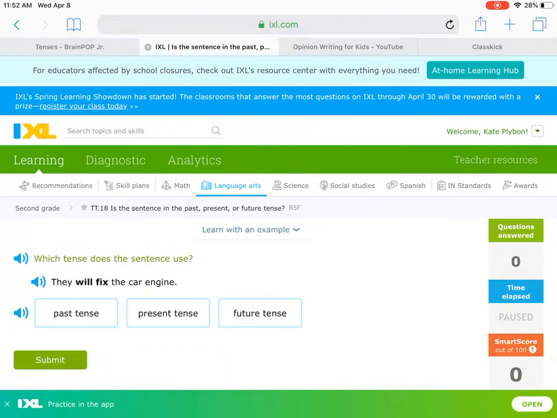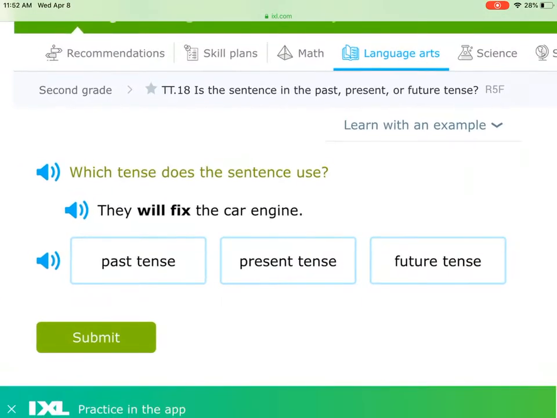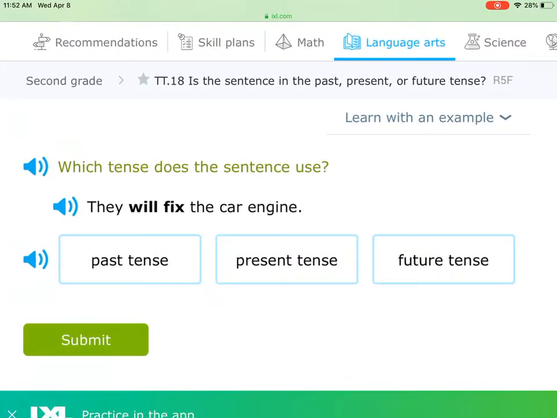Okay, so we have a sentence here. I'm going to do a couple with you so you know what to do on your IXL lesson. It says, which tense does the sentence use? So here's our sentence. They will fix the car engine. Will fix is our verb phrase. So we need to decide, is will fix in the past tense, in present tense, or in future tense?